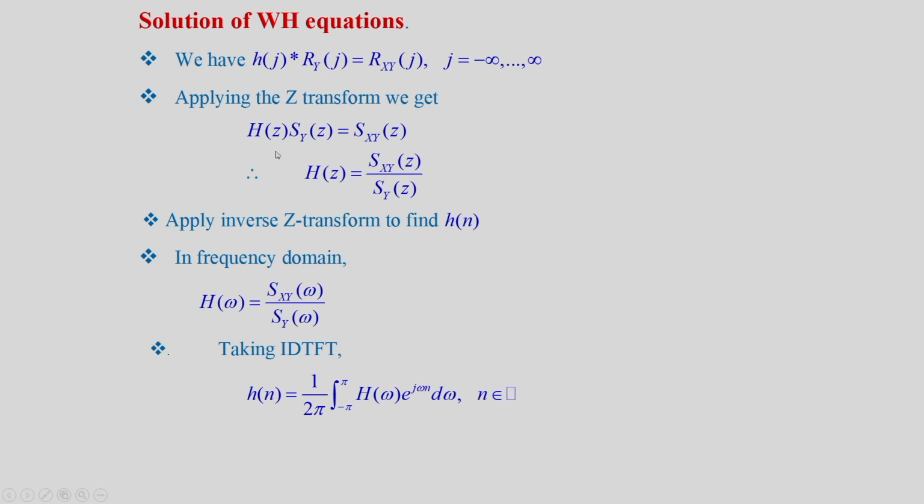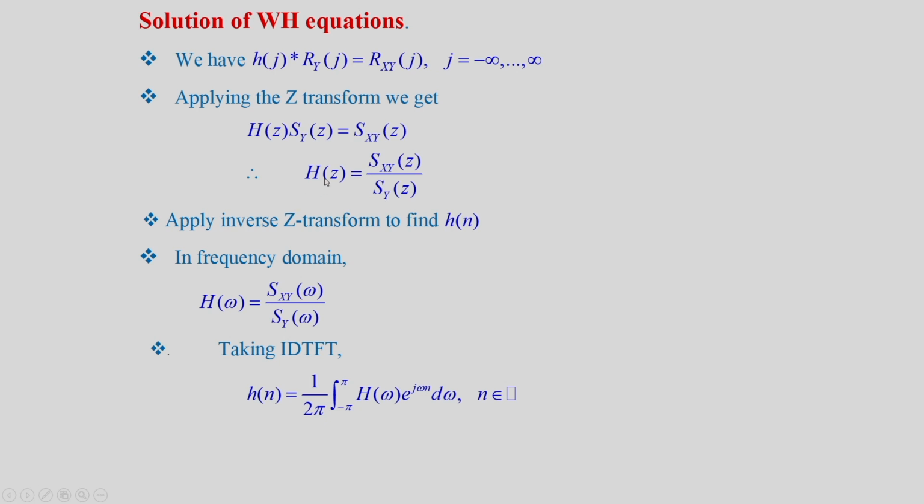Applying the Z transform, we get H(z), the Z transform of the h(j) sequence, times S_y(z), is equal to S_xy(z). This is the relationship in the Z transform domain, from which we get H(z) is equal to S_xy(z) divided by S_y(z). So, this is the cross spectral density in terms of z, and this is the power spectral density in terms of z. Therefore, the transfer function or system function is the ratio of cross spectral density and power spectral density.